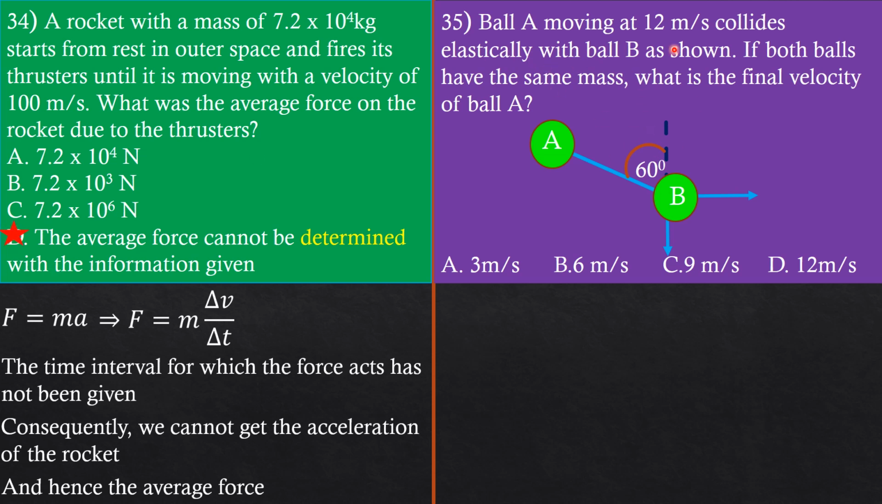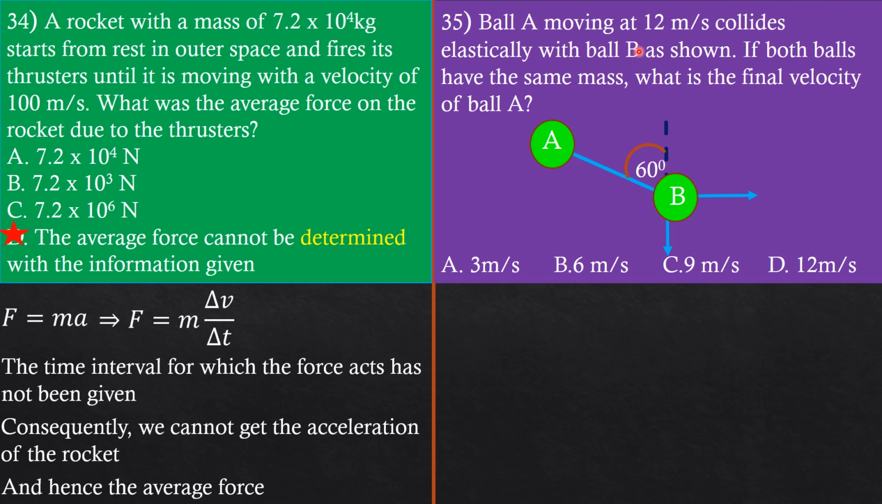Question 35 reads that ball A moving at 12 meters per second collides elastically with ball B as shown. If both balls have the same mass, what is the final velocity of ball A?